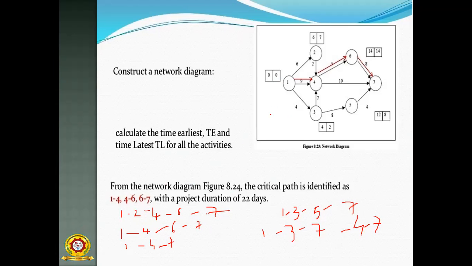1 to 2, the first one, what is the value? 6. I am showing an example calculation of this value. So 6 plus 2 to 4, what is the value? 2 to 4 value is 2. Then 4 to 6, what is the value? 5. Plus 6 to 7, what is the value? 8. Then you have to add.